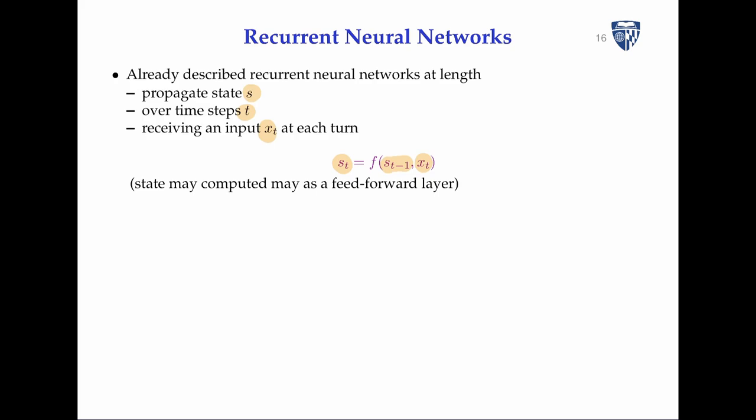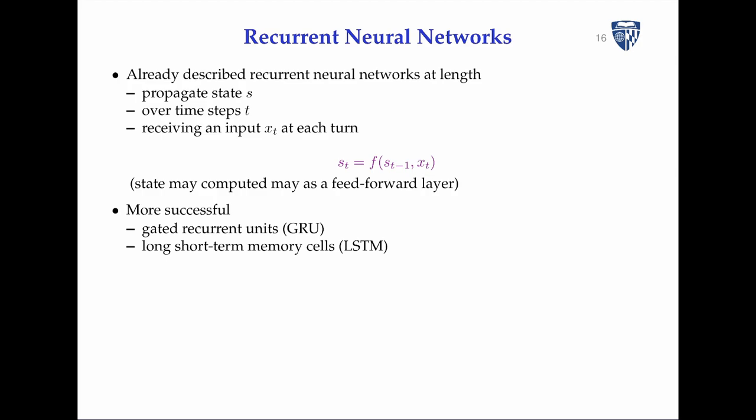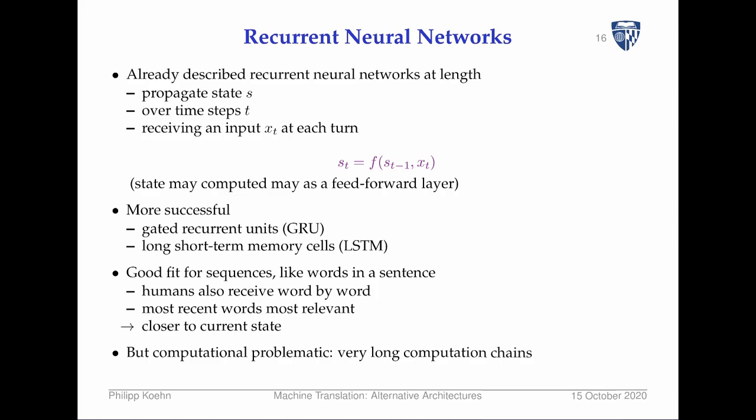We also had more sophisticated ways of propagating the state, with a different function here. We had gated recurrent units. We had long short-term memory cells. So this is a pretty good fit for sequences, like words in a sentence. And it has analogs to humans. Humans also receive input word by word. And the most relevant words are more recent, so they're closer to the current state.